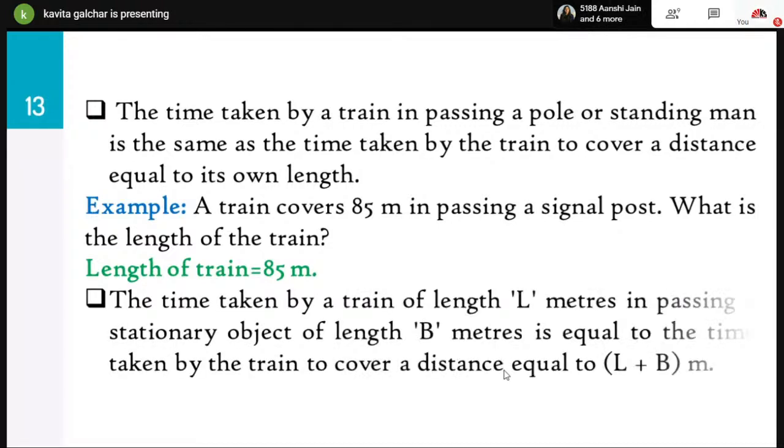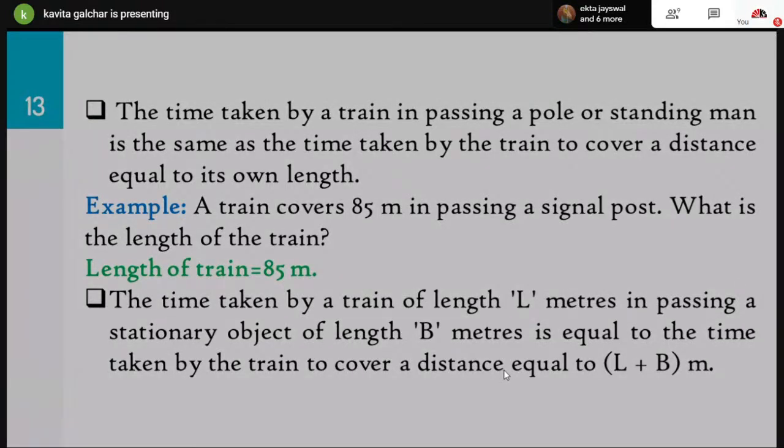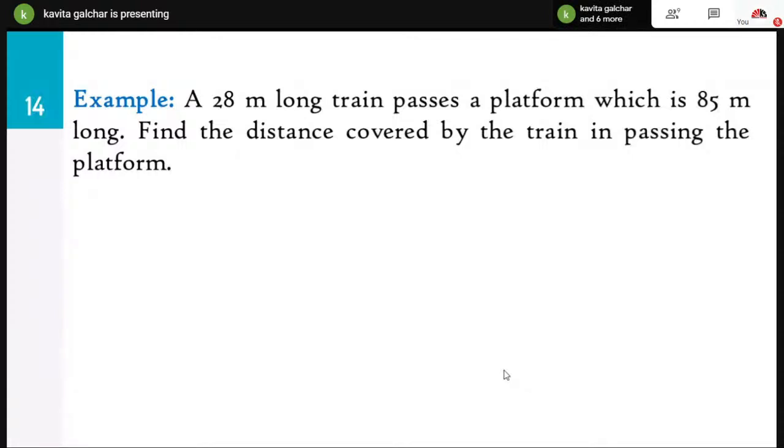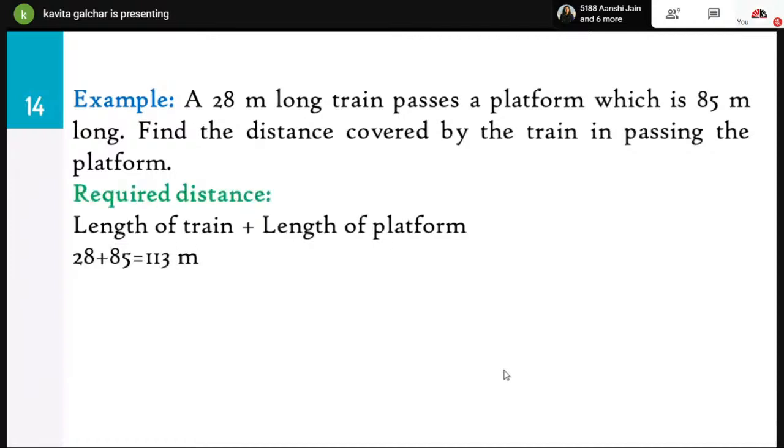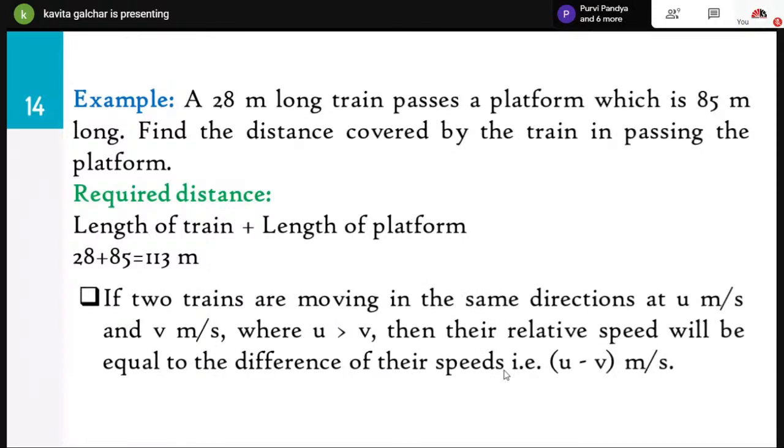The time taken by a train of length L meters in passing a stationary object of length B meters is equal to the time taken by the train to cover a distance equal to L plus B meters. See, if a 28 meter long train passes a platform, the platform is stationary, right? It is not moving, and it is 85 meters long. Find the distance covered by the train in passing the platform. What would be my distance? Using the above statement, the length of the train plus the length of the platform. So the distance would be 28 plus 85, that is 130.